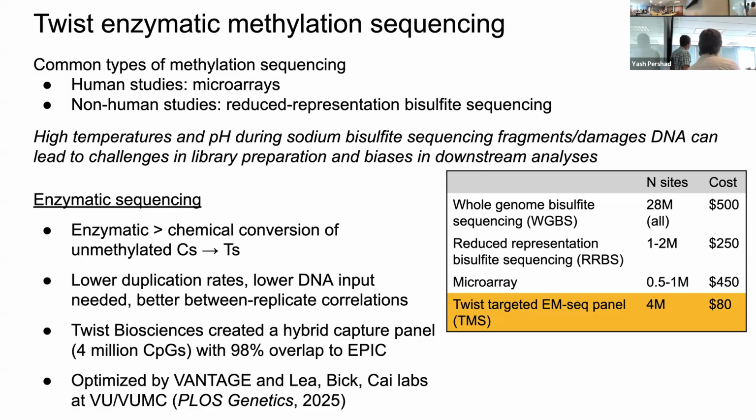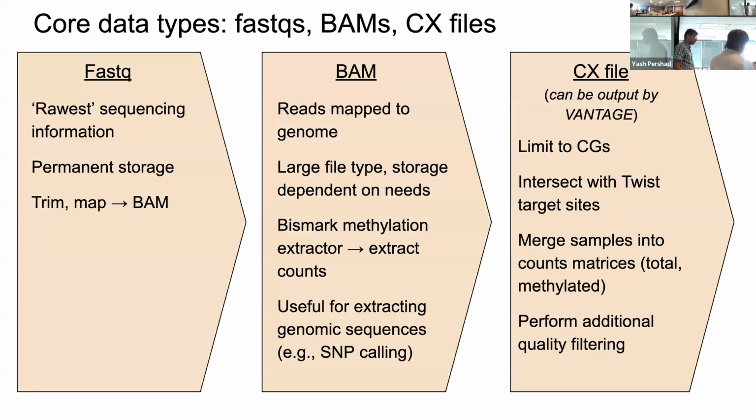It has a good head-to-head comparison in that paper, which is worth checking. That paper goes really in depth on comparing RBS, the EPIC array, and the Twist methylation panel.